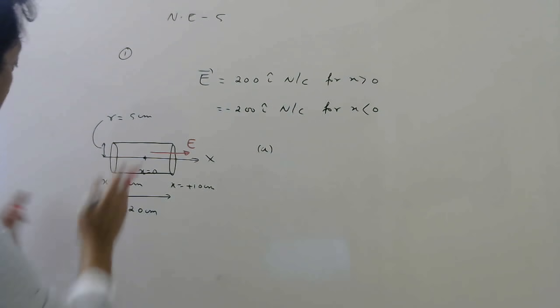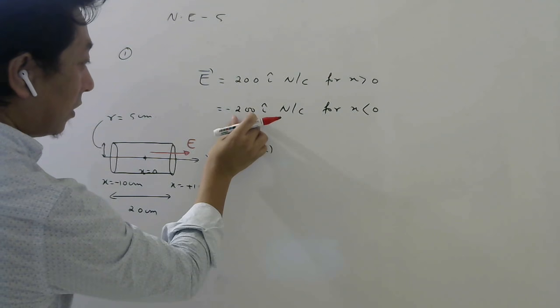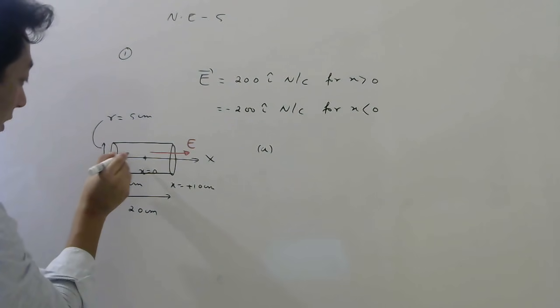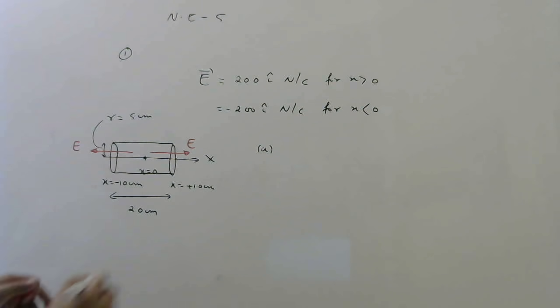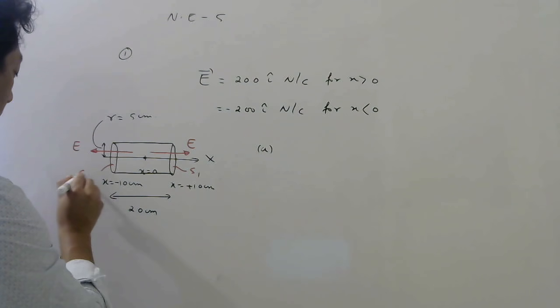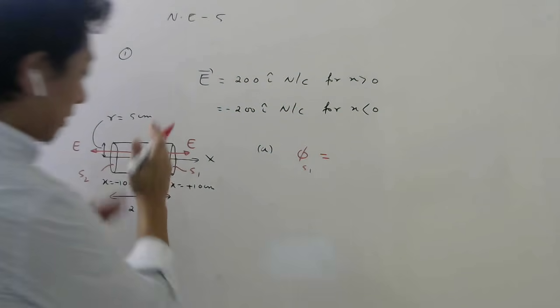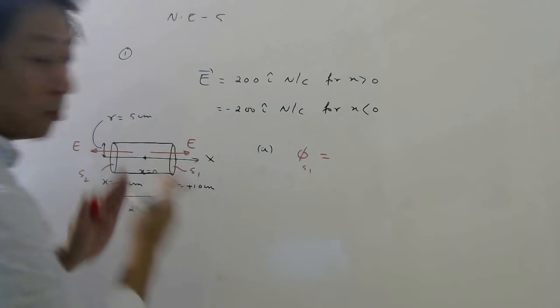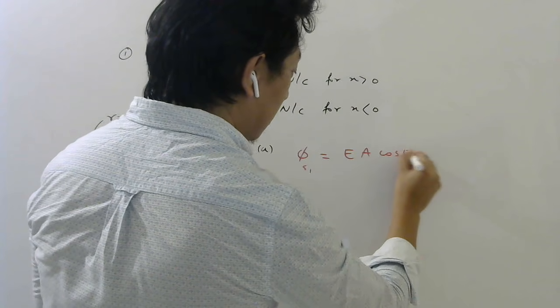Whereas for x less than 0, the electric field value is 200, but the direction is minus i cap. Minus i cap means this side. Okay, so let us call this surface S1, this surface S2. So what will be the flux through the first surface? Since it is a plane surface, I can use the formula for a plane surface, EA cos theta. Yes or no?